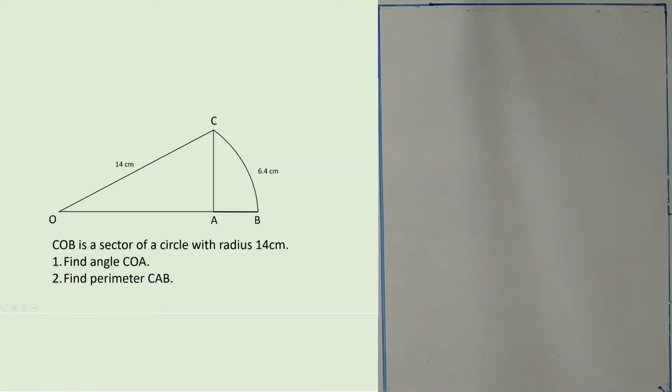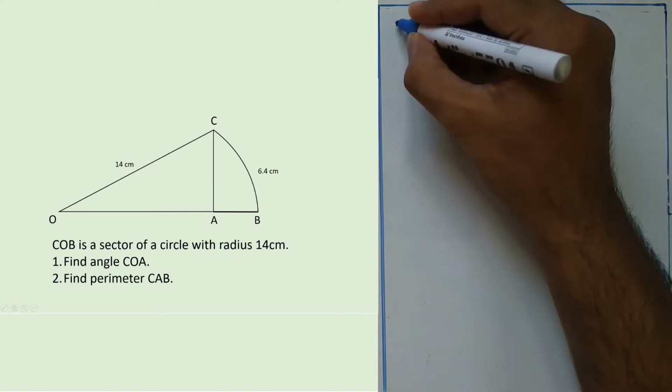In the first question, COB is a sector of a circle. We have two sub-questions, which is to find angle COA and perimeter CAB. Let's focus on the first sub-question. 14 centimeters is the radius and 6.4 centimeters is the arc length.